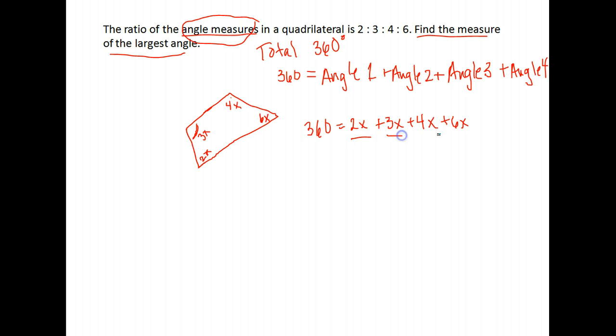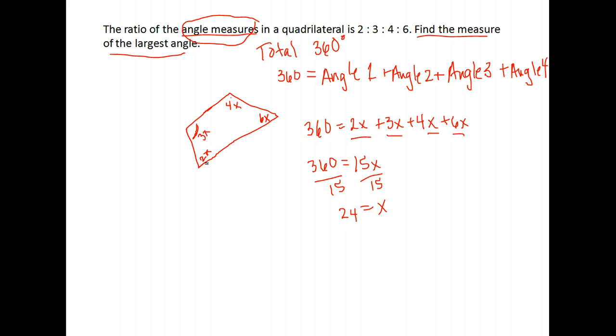We have common factors here we're adding together. They're all x's, so we can go ahead and add them. 2 plus 3 plus 4 plus 6. How many x's do we have total? We have 15. We then continue to solve. We have 15 times x, so we do the opposite of multiplying, and we divide both sides by 15. And we get x, our x is 24.